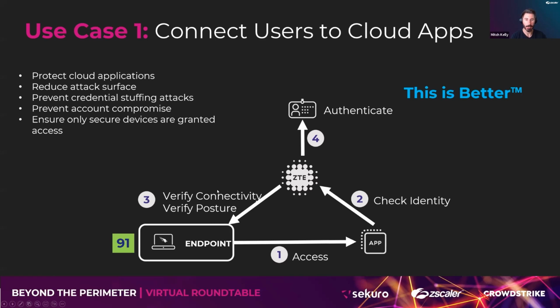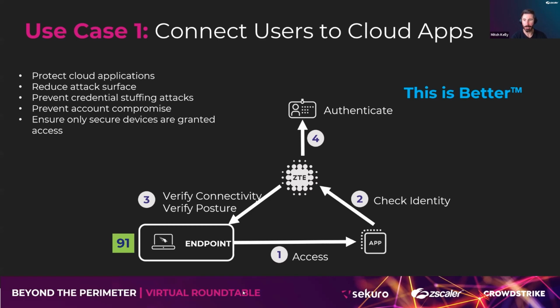So if we look at this, this is better. We've definitely added some additional elements here, and with this, we're able to actually protect our cloud applications. By requiring connectivity to come from Zscaler, we cut out a lot of those nefarious elements that could potentially access this application. We've got the potential to reduce our attack surface as well by restricting who can actually connect to this application to begin with.